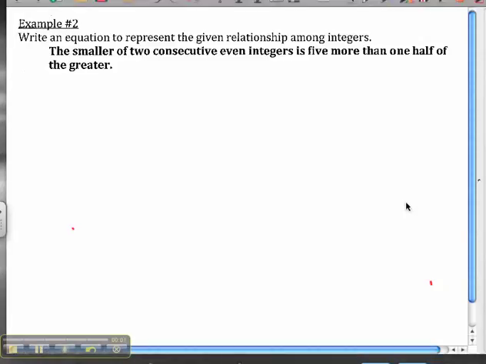Okay, guys, David just pointed out to me at the end of class that I read example number 2 wrong in that first video. So you guys that are in 8B, you need to look at this again, and we'll talk about it in class tomorrow. But I skipped right over the "even" there.